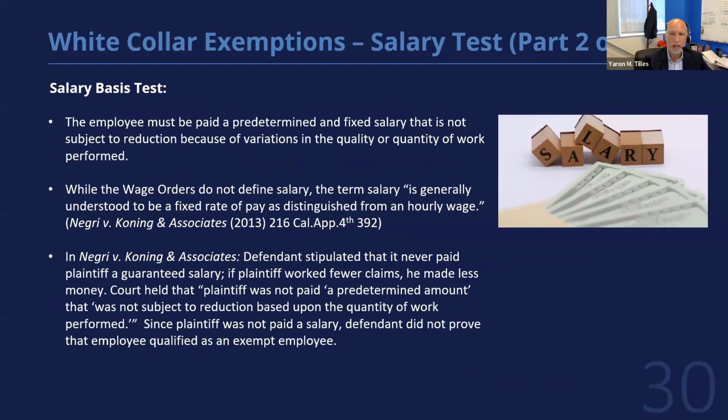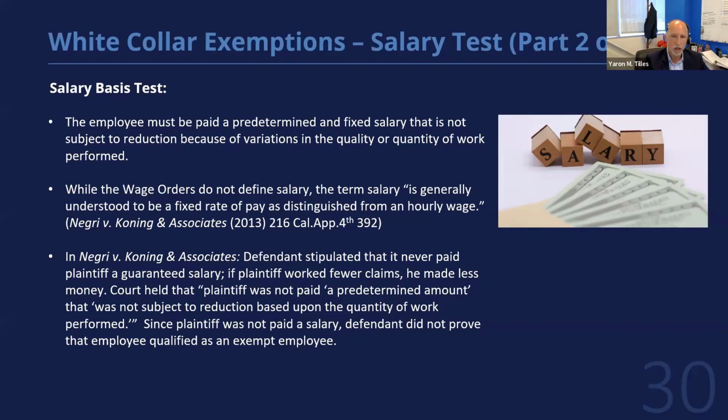The salary basis test requires that the employee must be paid a predetermined and fixed salary that is not subject to reduction because of variations in the quality or quantity of work performed. So as the court explained in the Negri versus Koenig and Associates decision, while wage orders do not define salary, the term salary is generally understood to be a fixed rate of pay as distinguished from an hourly wage.